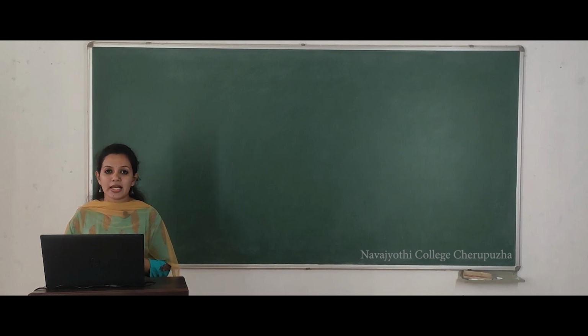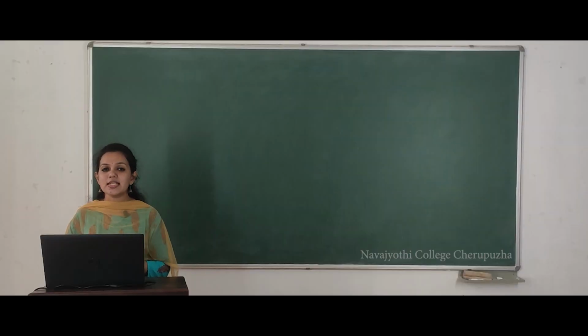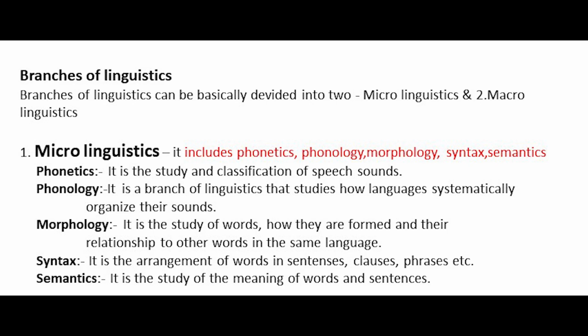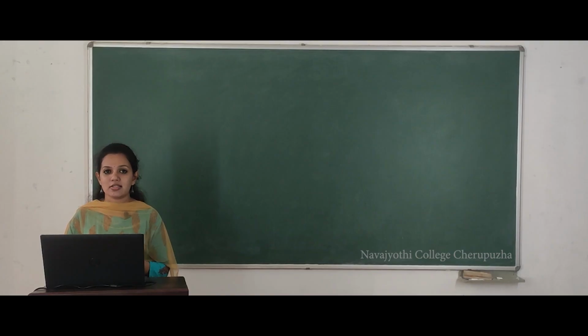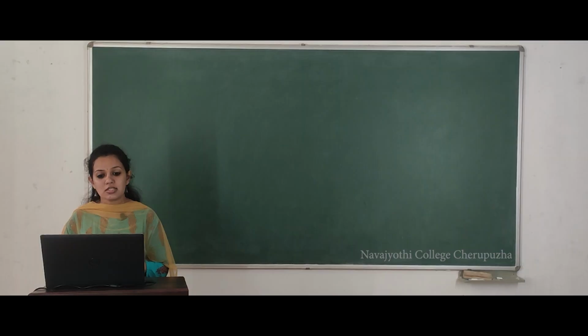Next we move on to the branches of linguistics. Branches of linguistics can be basically divided into two: micro branches of linguistics and macro branches of linguistics. Microlinguistics includes phonetics, phonology, morphology, syntax and semantics. Phonetics is the study and classification of speech sounds. And next one, phonology, is the branch of linguistics that studies how languages systematically organize their sounds.